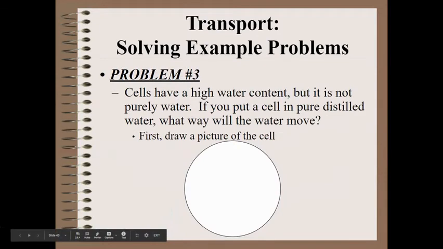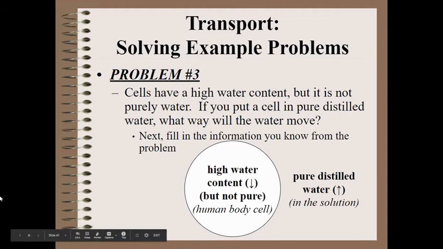Problem number 3. Cells have a high water content, but it is not purely water. If you put a cell in pure distilled water, what way will the water move? So we first draw a picture of the cell. Next, we fill in the information. Cells we know have a high water content, but since it's not pure water, that means it's actually going to have a lower water concentration than the pure distilled water, which is pure with no solutes in it.